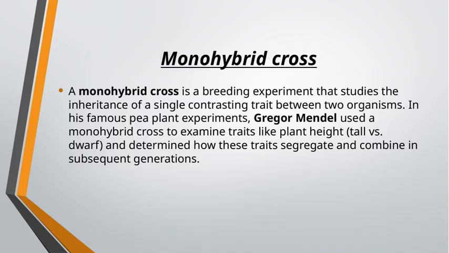These experiments showed us that traits are inherited in predictable ways, which laid the groundwork for modern genetics. So the key idea here is that a monohybrid cross allows us to examine how a single trait is inherited and how it might appear or disappear in future generations. This concept connects to our overall theme of understanding genetic inheritance and how traits are passed down through generations.